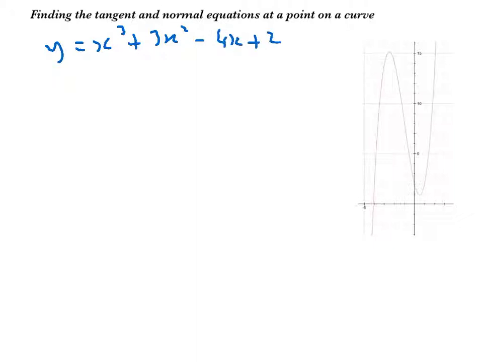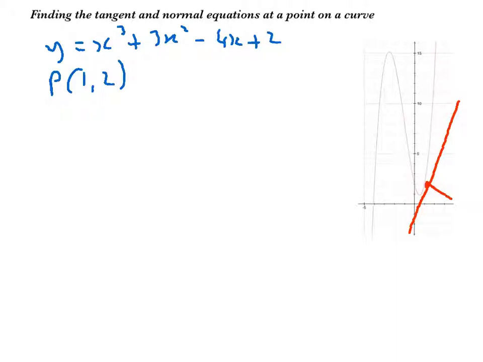And the question is asking me to find the equations of the tangent and the normal at the point P, which is (1, 2). So if I'm looking on my graph here and I locate the point (1, 2), we're talking about this point here. The question is asking me to find the tangent, and as we know the tangent just touches a curve at one point only, just like you know from your circle work.